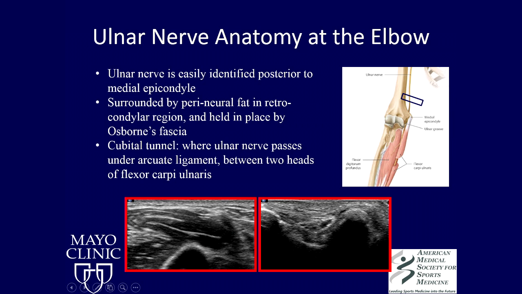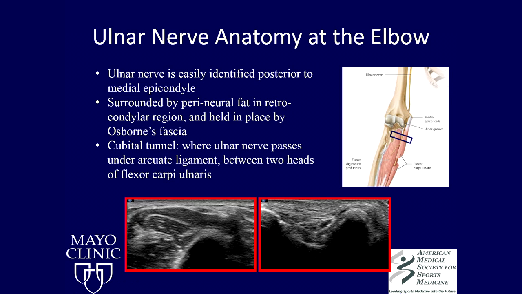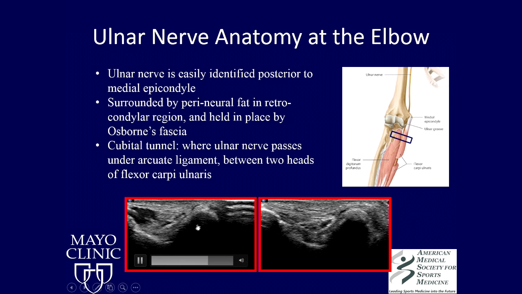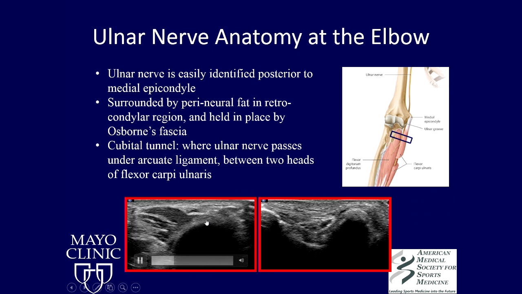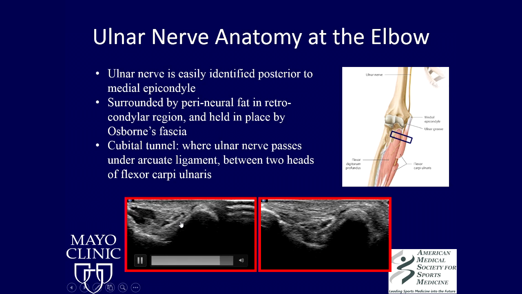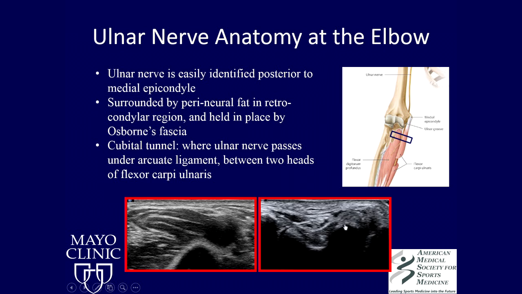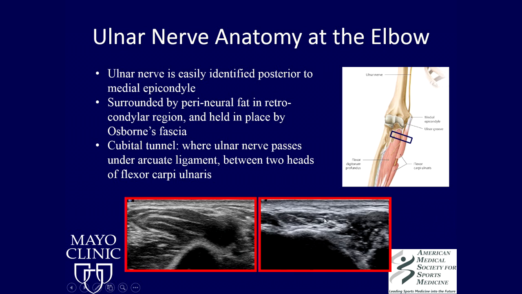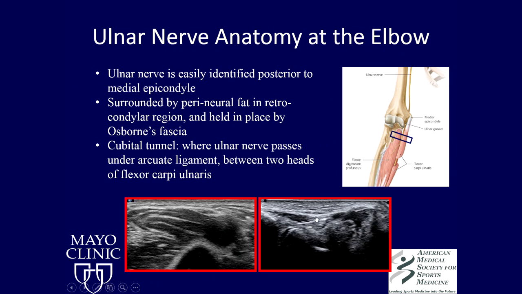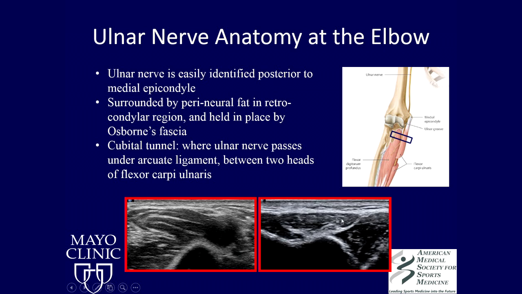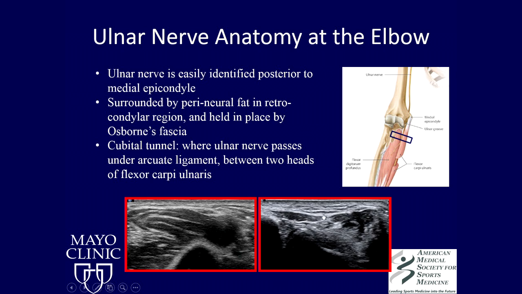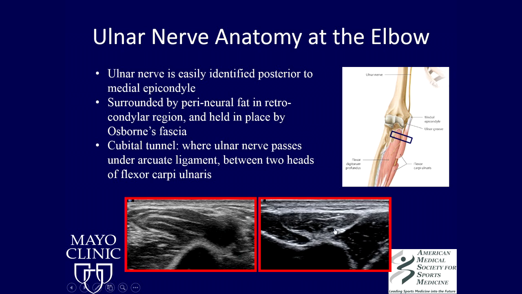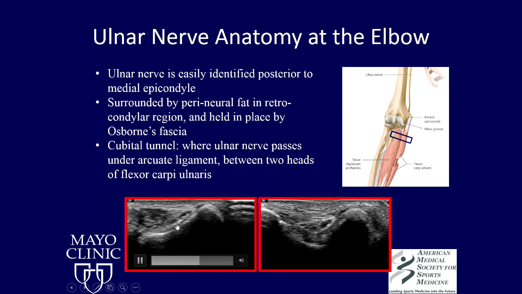The cubital tunnel is where the ulnar nerve passes underneath the arcuate ligament between the two heads of the flexor carpi ulnaris muscle. So if I scan from proximal to distal in the short axis, here's the ulnar nerve coming behind that medial epicondyle. So here it is by the triceps, here it is coming behind the medial epicondyle. And then here, if I go from behind the medial epicondyle distally, here are the two heads of the flexor carpi ulnaris, and they fuse together. Right there's the arcuate ligament, and here's the muscle coming together. So two heads, arcuate ligament, muscle coming together. So this is the cubital tunnel, whereas over in this area is the retrocondylar groove.